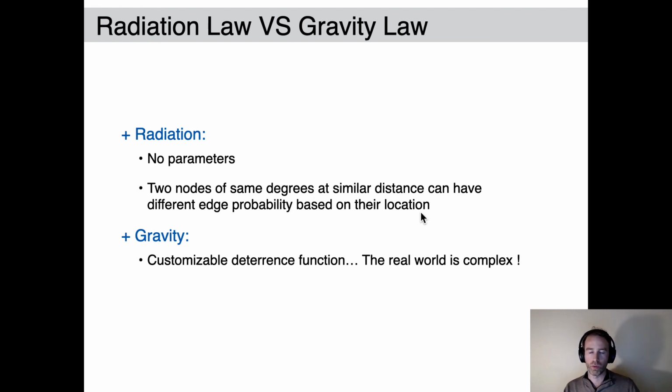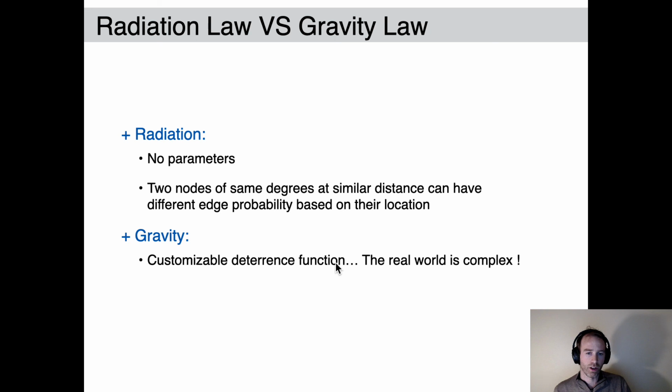And two nodes of the same degrees and similar distance can have different edge probability based on their location. So with the examples I've shown before, with the two cities in Vladivostok and the other ones which are in the heart of Europe, you see that this makes sense. But the gravity model still has an advantage, which is this customizable deterrence function.